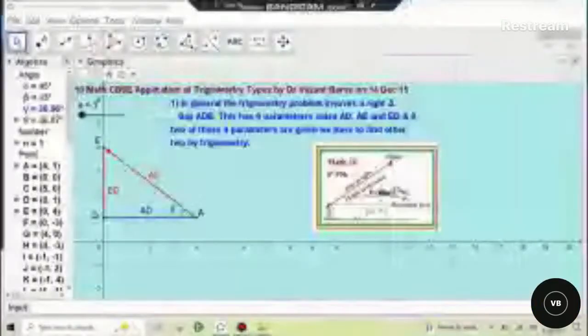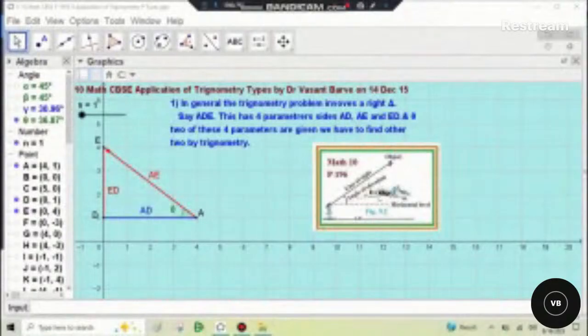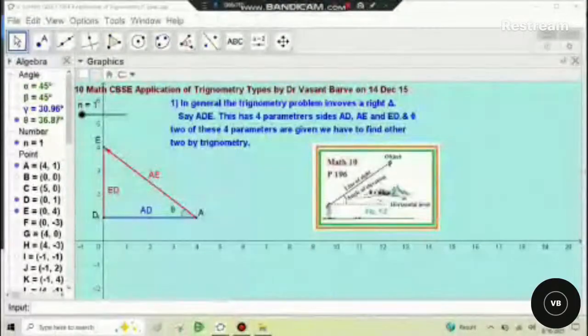Today I am going to discuss a topic of 10th standard, application of trigonometry. It's a very interesting topic, but some students find it a little difficult. So here, in general, a trigonometry problem involves a right angle triangle.